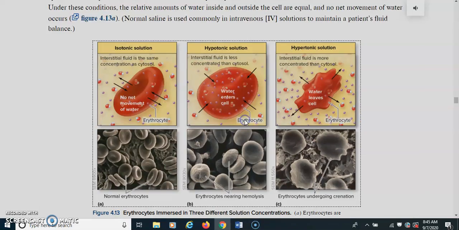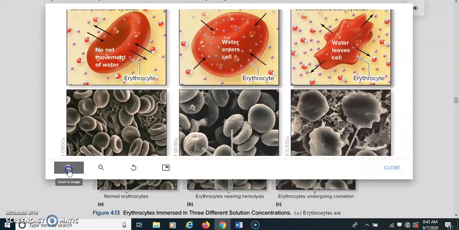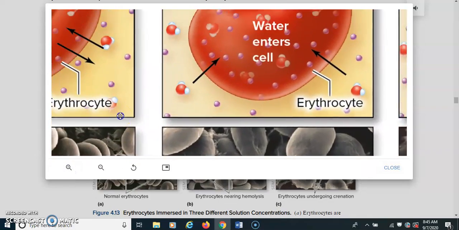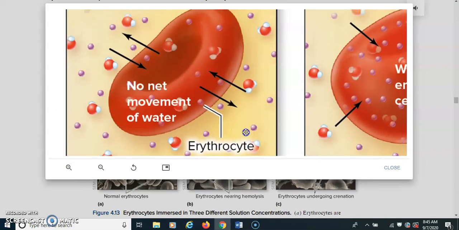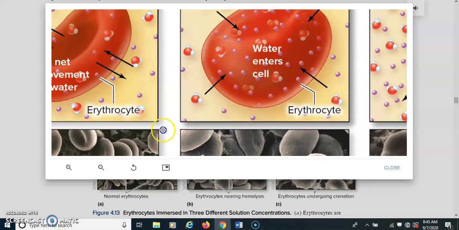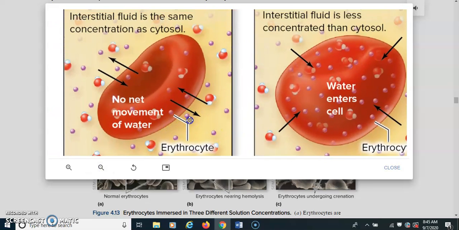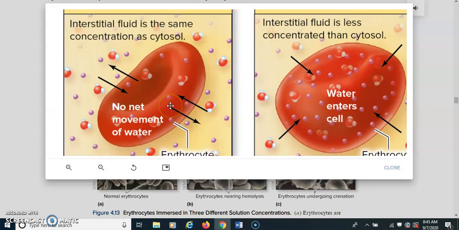What they did was they showed just the red blood cell as an example of a cell in the human body. But realize this could be any cell in the human body. This could be a skin cell or a kidney cell, a muscle cell. It could be any of those. But in this case, they're using red blood cell as their example.